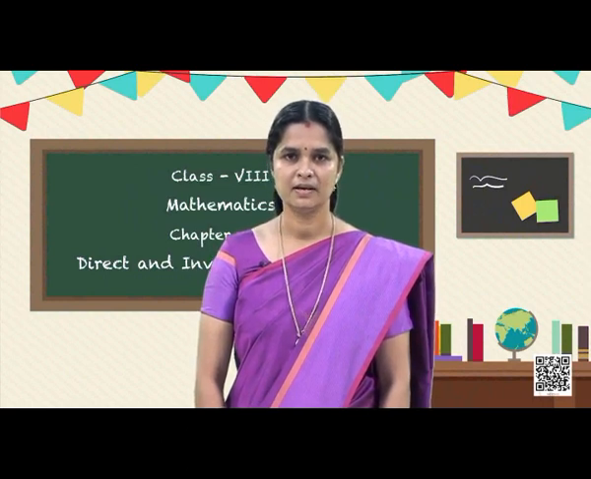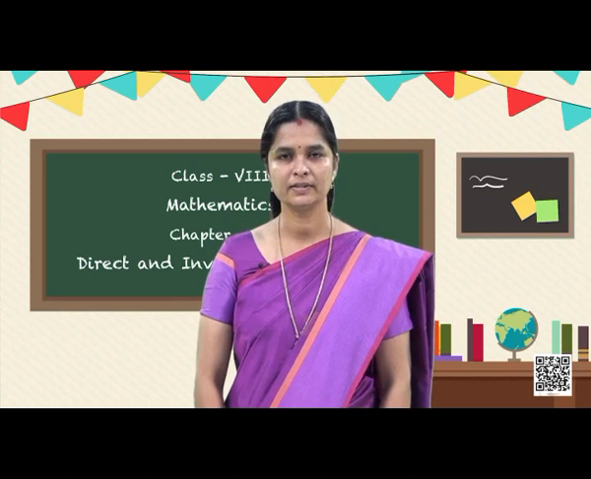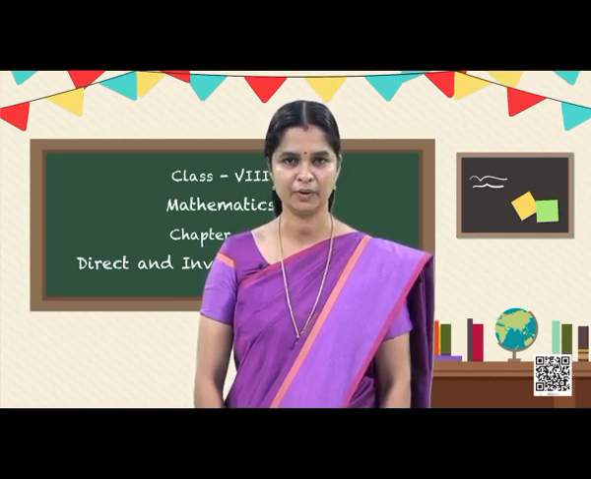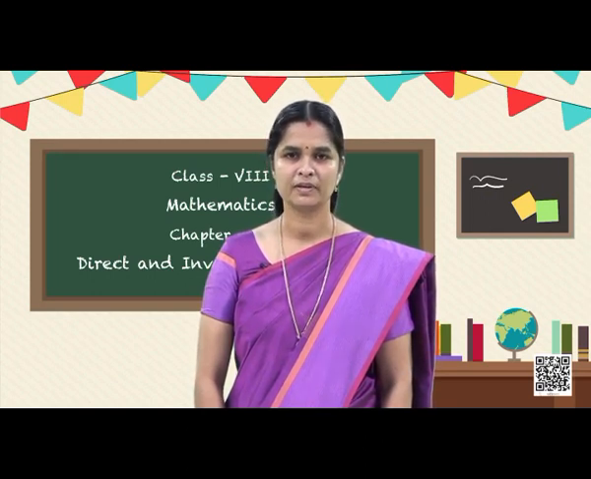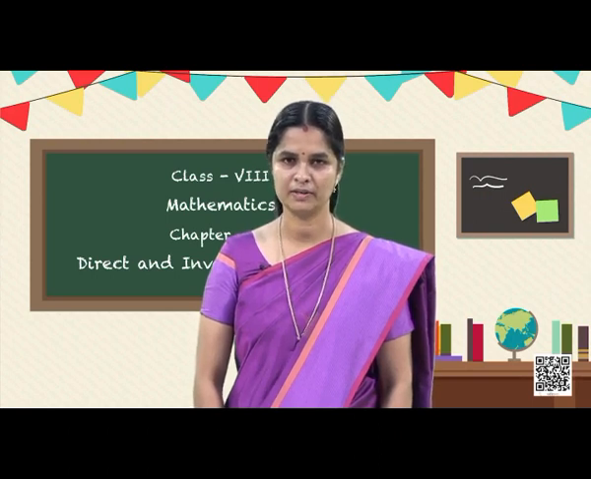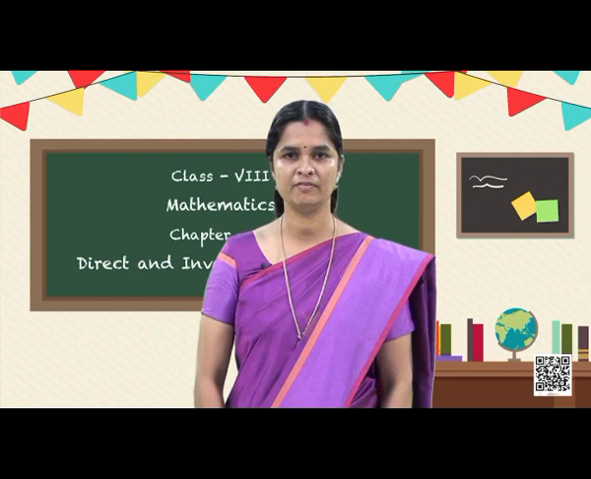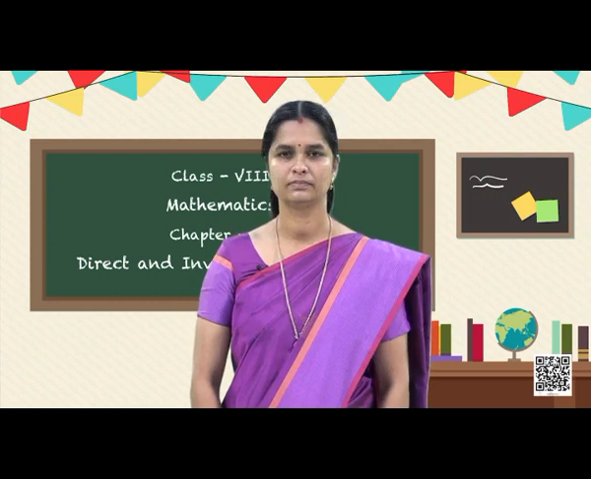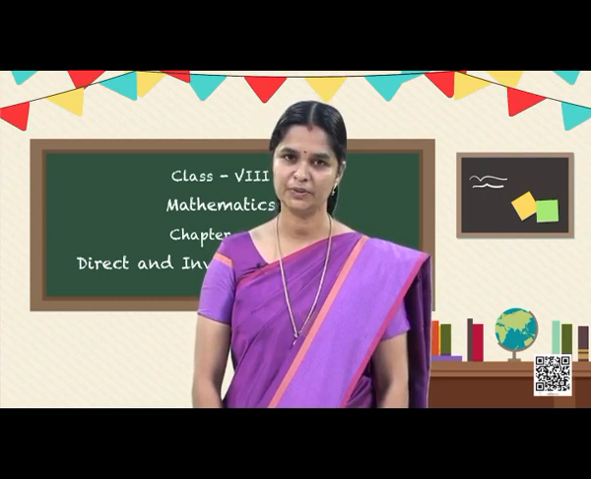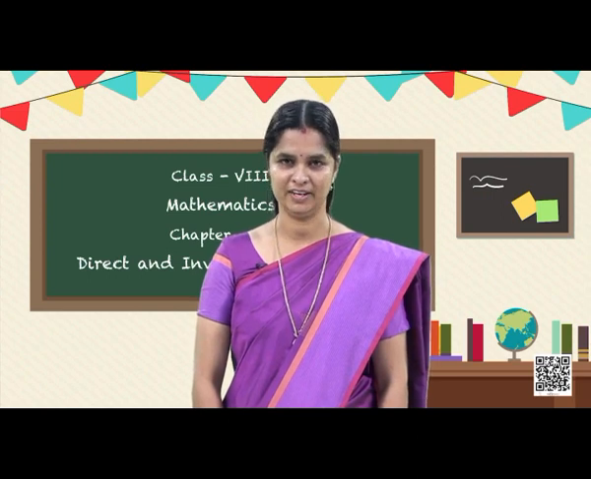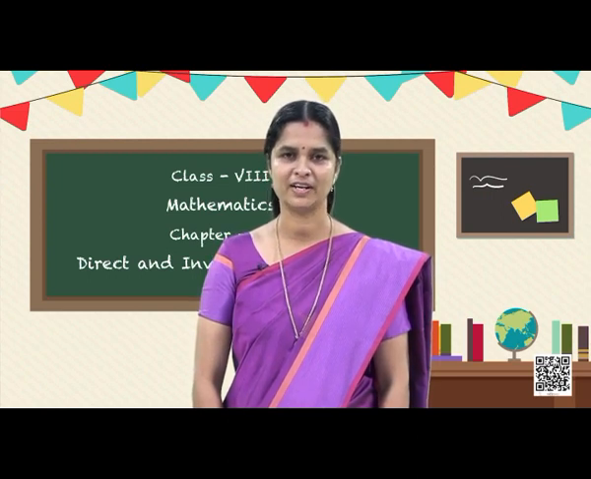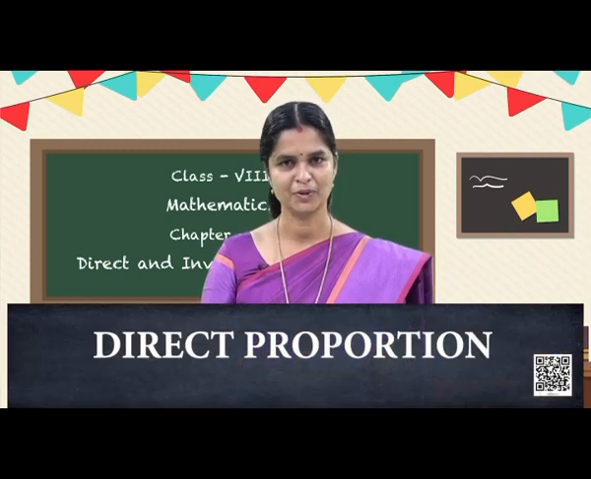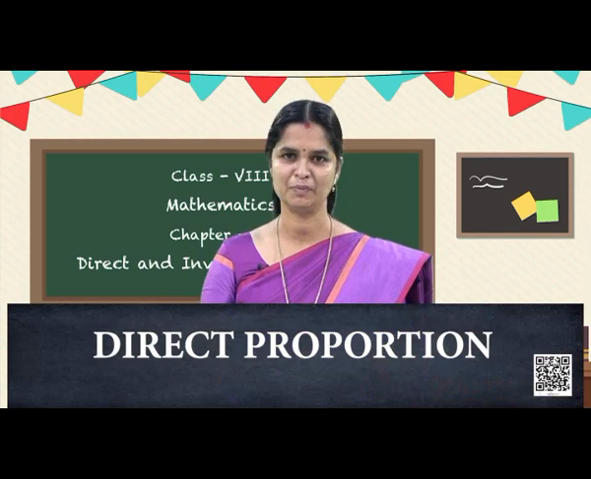Now, let us see how we can actually calculate the quantity of items that we require, for example, in case of making tea or where we were arranging chairs for assembly. Let us see how we can find out the quantity which we do not know. To do this, we need to learn about some concepts of variation. The first one is direct proportion. So, today we are going to study about direct proportion.